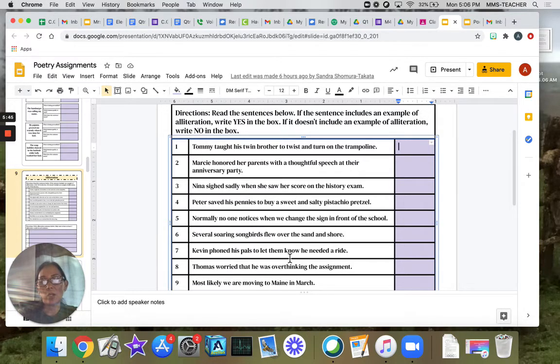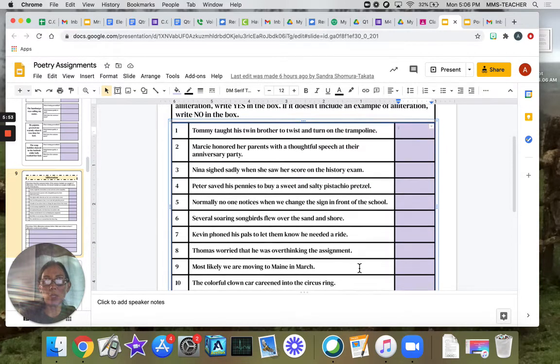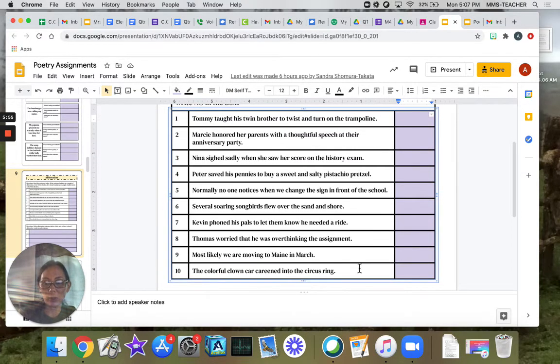Number 7, Kevin phoned his pals to let them know he needed a ride. Number 8, Thomas worried that he was overthinking the assignment. Number 9, most likely we are moving to Maine in March. Number 10, the colorful clown car careened into the circus ring.